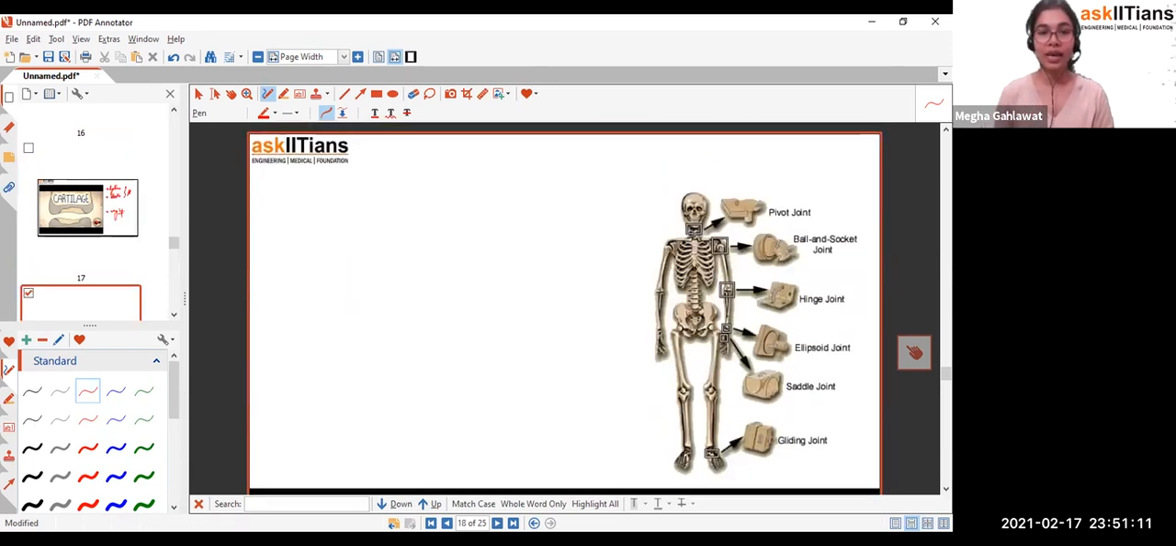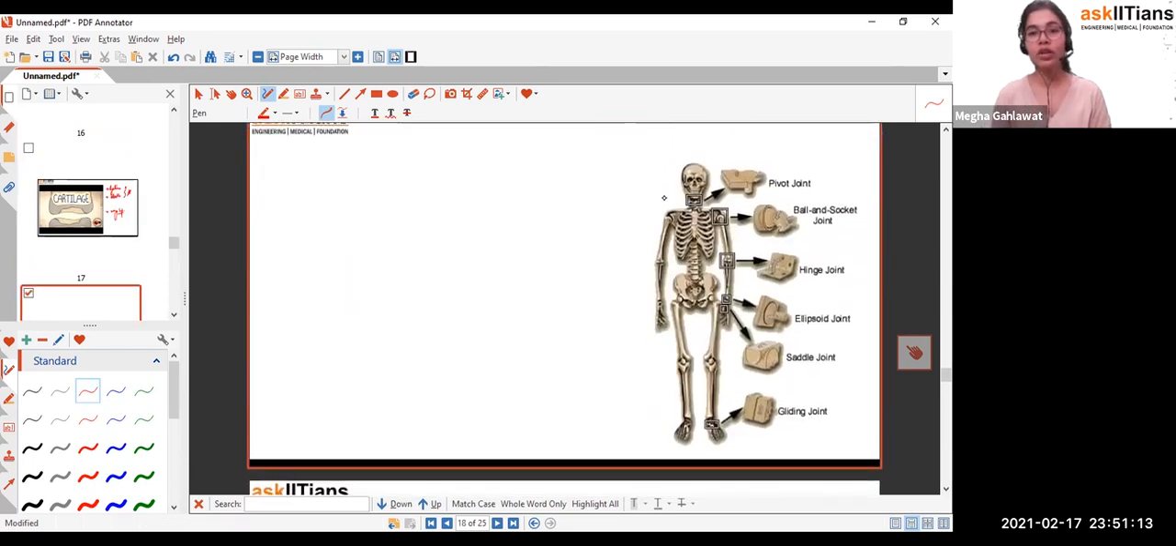Now that being said, we have the pivot joint right here in the neck. Okay, the ball and socket joint in the pectoral girdle or the shoulder joints. Then we have the hinge joint in the elbow. We have the ellipsoid joint, which is present in the wrist. And then we have the saddle joint. Saddle joint is present in the thumb.